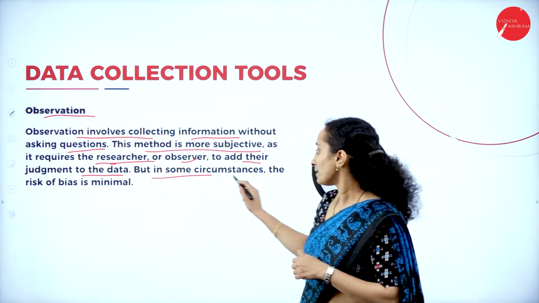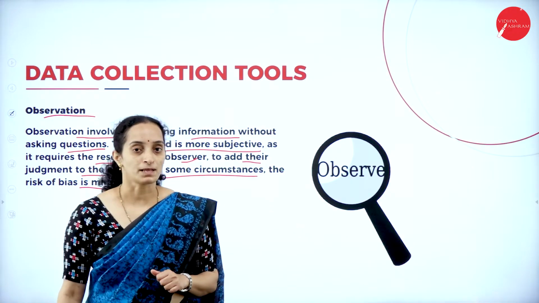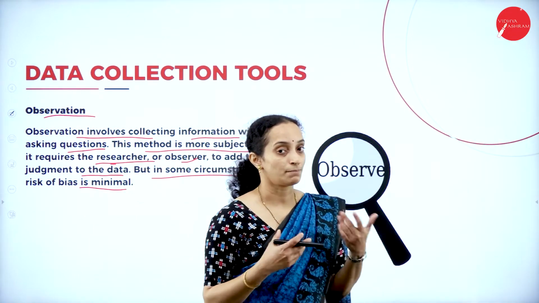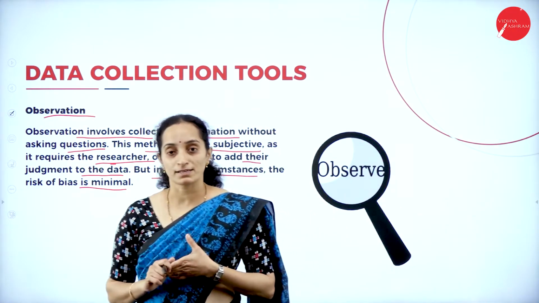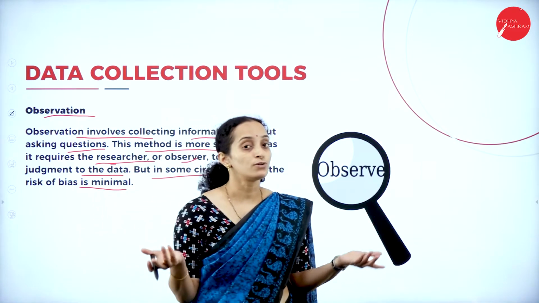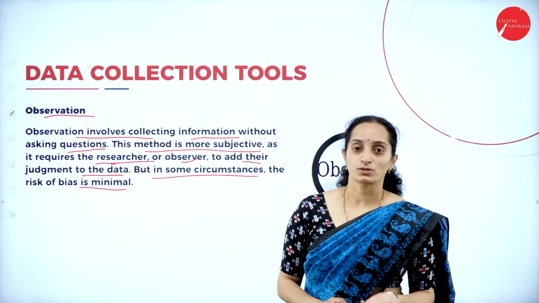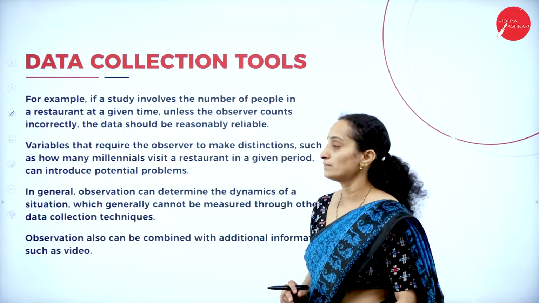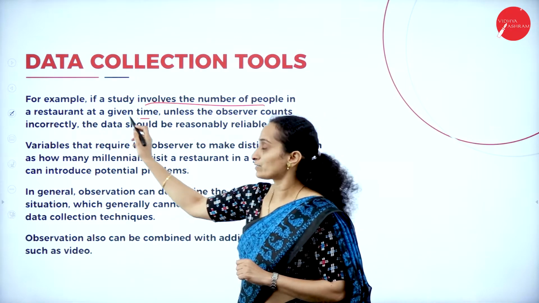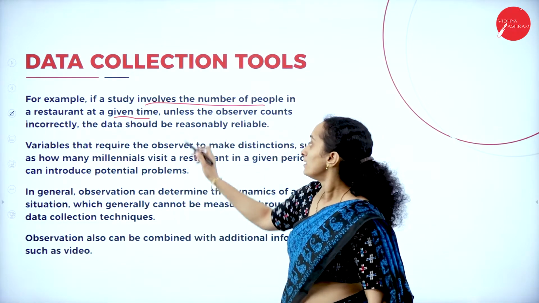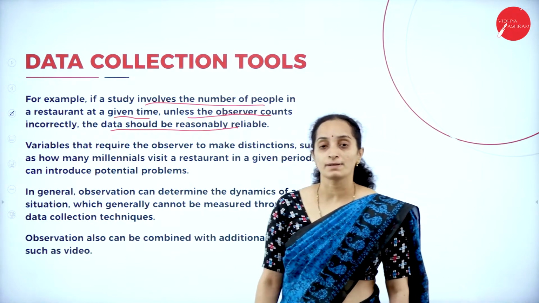Okay. But in some circumstances, the risk of bias is minimal. Sometimes in interviews, somebody may have influenced the customer to change their opinion. But in observation, as they don't know you are observing, they will be natural and they'll give you a true opinion about a product. Okay. For example, if a study involves the number of people in a restaurant at a given time, unless the observer counts incorrectly, the data should be reasonably reliable.